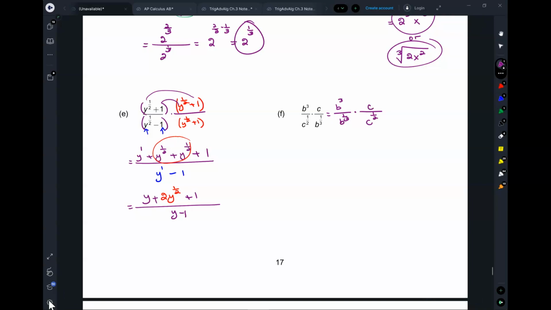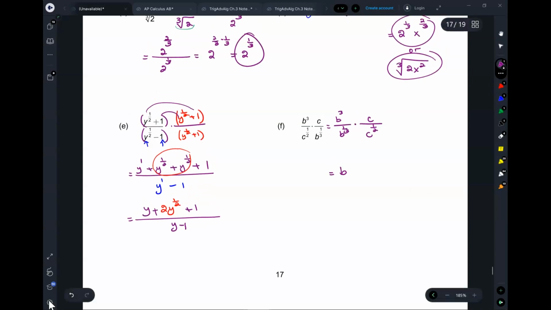No math. So now, B to the power of, what am I going to do to the exponents? Subtract, right? So it's going to be 3 minus 1/3. Okay, times C, 1 minus 1/2. So this is going to be B to the power of, how much? Which is 8 over 3, right? Times C to the 1/2.